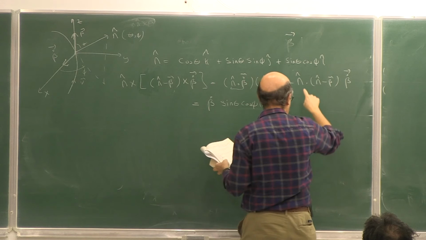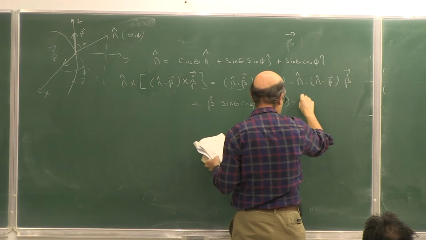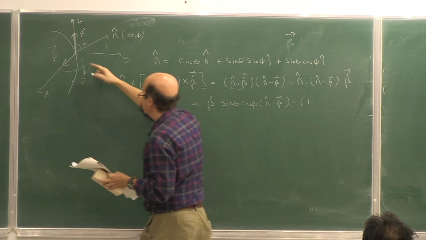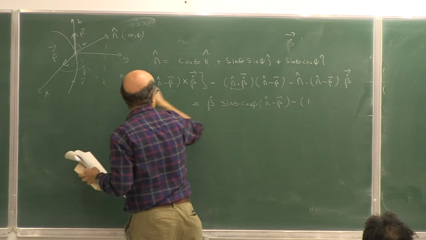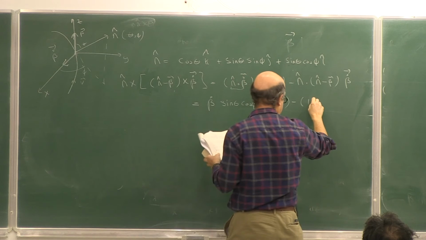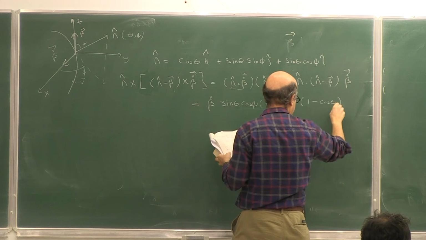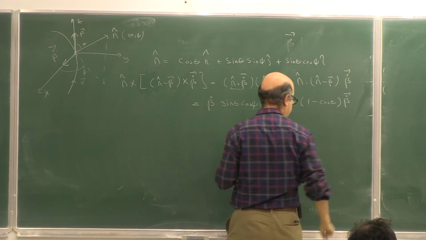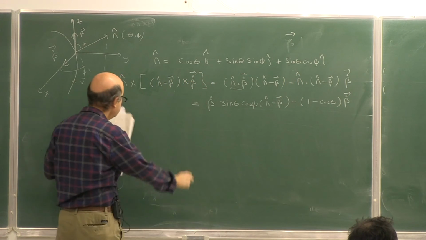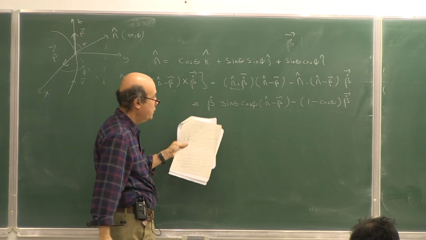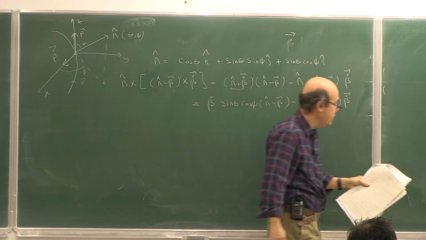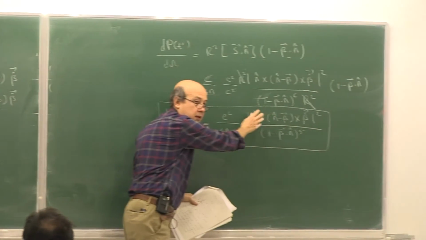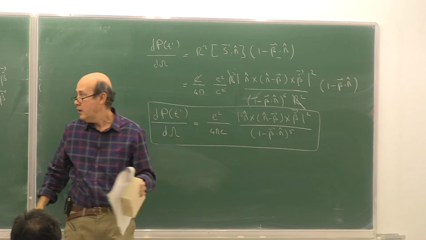And how about this one? N dot n is 1. N dot beta, what is n dot beta? Beta along the z direction, n dot beta is nothing but cosine theta. And the direction is beta hat. Okay, this is the first piece. So this is a piece for the power emitted per solid angle.